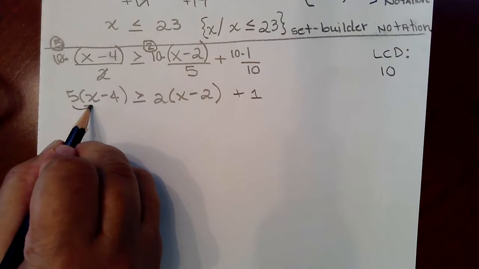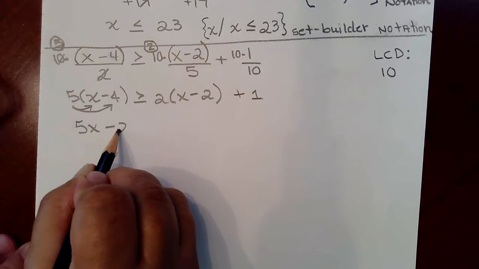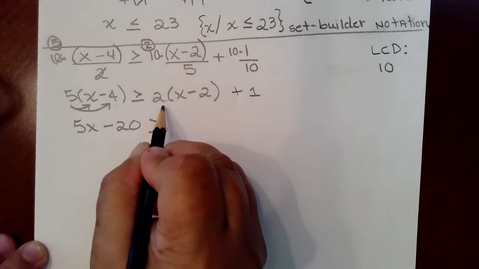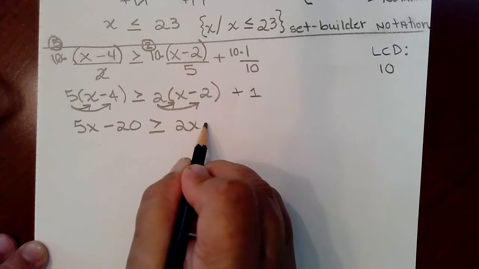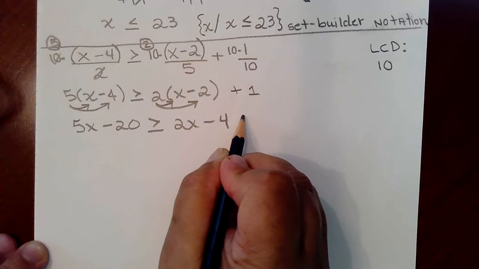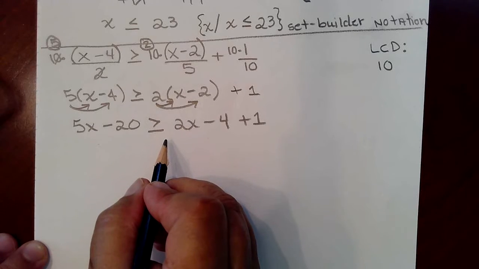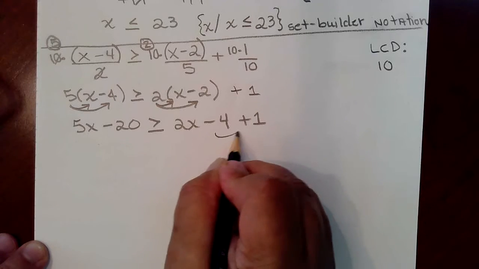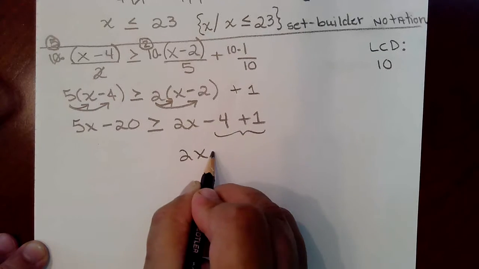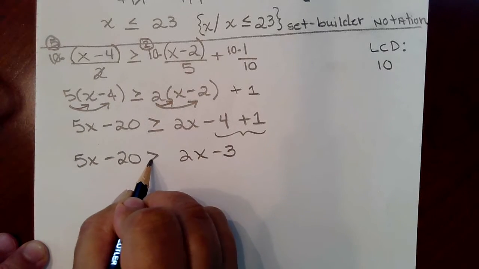So now we're distributing. So it would be 5x as well as 5 times negative 4, which is negative 20, greater than or equal to. Remove these parentheses as well. That'll give you a 2x and also a minus 4. And then drop down that 1. Okay, as far as getting ready to solve for x, we're going to get all of our x's on the same side. But before you begin moving things from side to side, I would at least combine like terms. So this is 2x minus 3, while you have 5x minus 20 on the left-hand side.